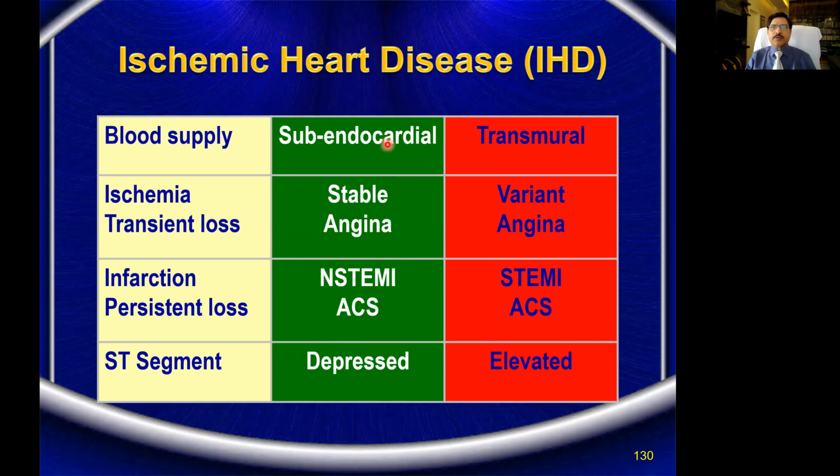Whereas if it comes to transmural, through and through, that means there is a coronary spasm. The entire muscle of the heart did not get blood for a while, very transiently. That is called transient ischemia, which is called variant angina or Prinzmetal angina. Once the spasm is released, there is no injury, there is no infarction, there will be a normal ECG.